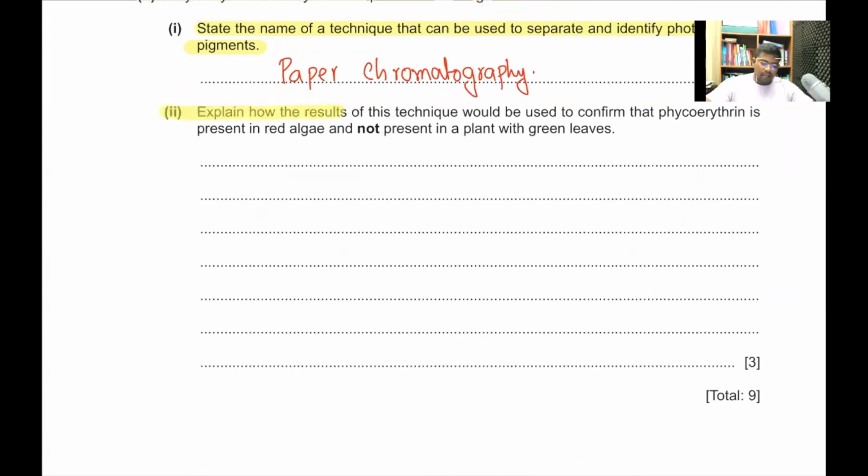Part 2. Explain how the results of this technique could be used to confirm that phycoerythrin is present in red algae and not present in plants with green leaves. So basically what we can do is perform the chromatography first, and then the Rf value of phycoerythrin, we can calculate it, or we can find it from a reference book. Then the Rf values of pigments in the green plant and red algae can be compared. The Rf value of phycoerythrin will not be the same as the Rf value of pigments in green leaves because they don't have it.